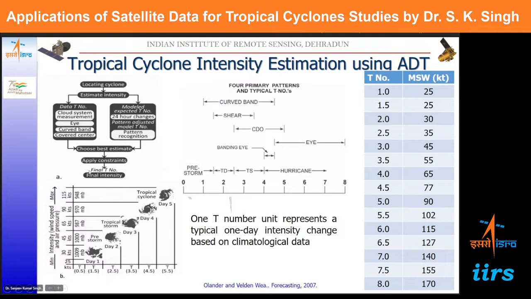So finally, for the current intensity number, if it is 1.0, they have assigned a speed of 24 knots. If it is 1.5, then it is 25 knots. If 2.0, it is 30 knots. If 2.5, it is 35 knots. Like that, if the T number is 8, the maximum wind will be 170 knots. Based on that, they are able to predict the intensity of the tropical cyclone.